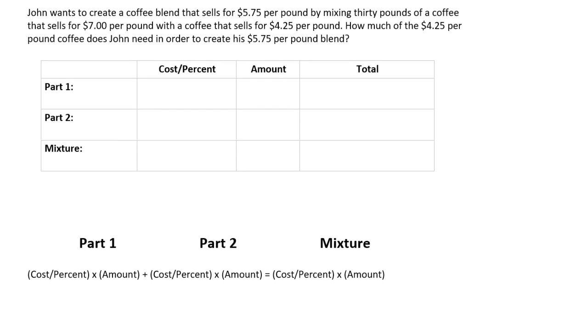It says John wants to create a coffee blend that sells for $5.70 per pound by mixing 30 pounds of a coffee that sells for $7 per pound and a coffee that sells for $4.25 per pound.